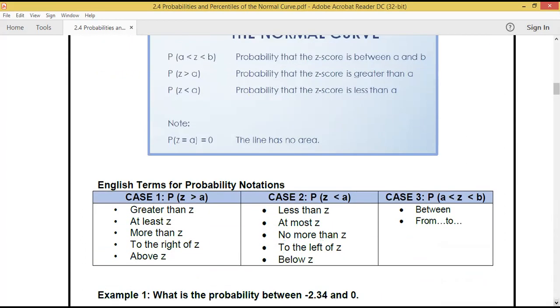Here are some terms for the probability notations. In case 1, if it's greater than the given z-score, we could say it's greater than z, at least z, more than z, or to the right of z, or above z. In case 2, we can have less than z, at most z, no more than z, to the left of z, or below z. And in case 3, we have between, or from, and to.